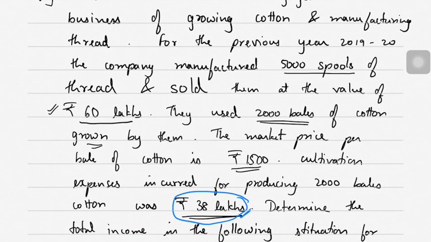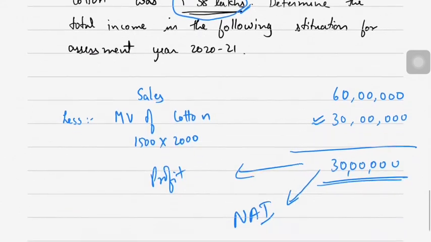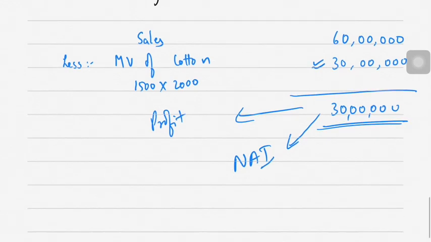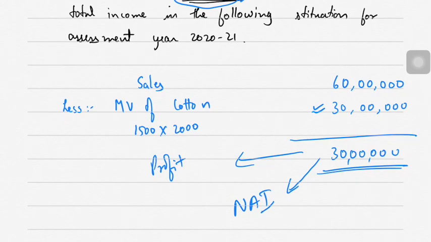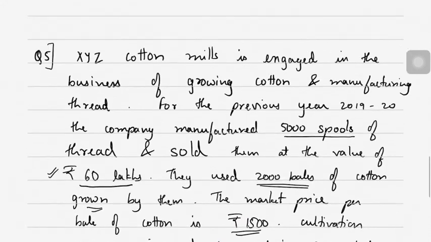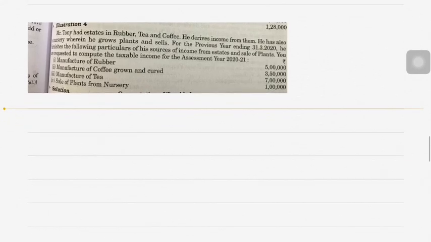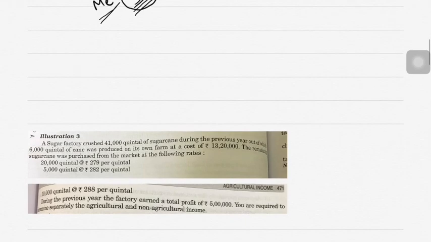Determine the total income in the following situation for assessment year 2021. Now in this case, 30 lakhs is your non-agricultural income. Let's solve one more problem. Okay, this one.